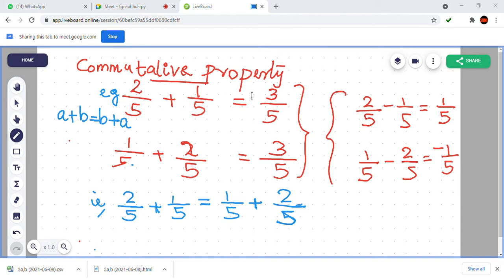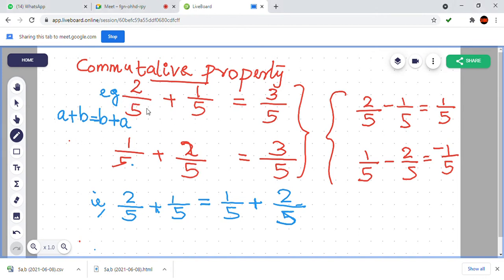Page number 6, first sentence. Yes, ma'am. That writing in italics you can copy to your notebook. For those 2 or 3 lines only, you leave. Okay, ma'am. After that you can copy this example.